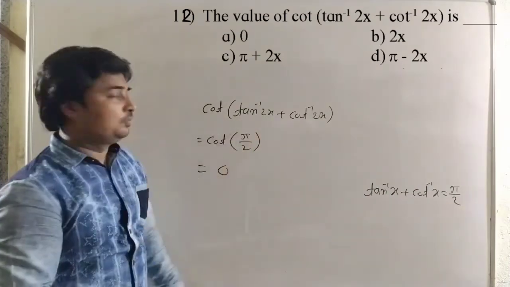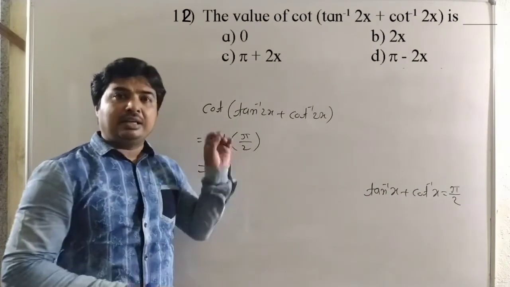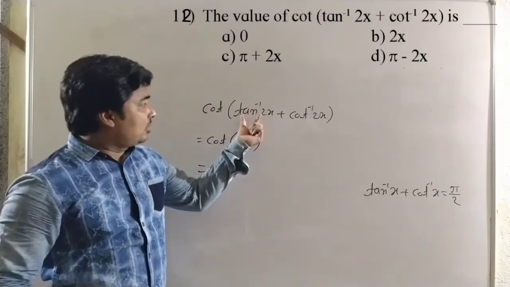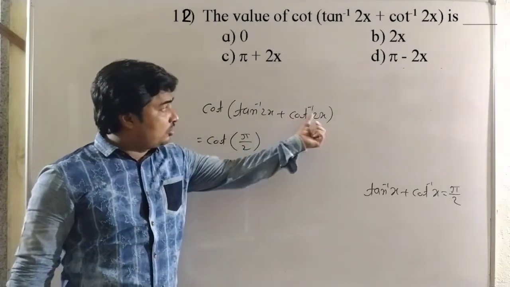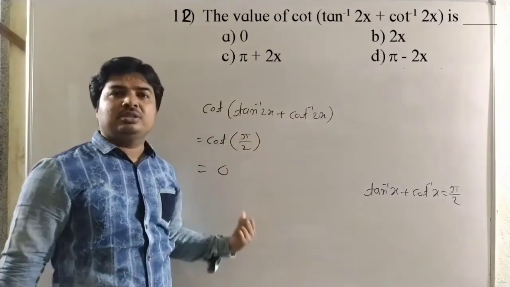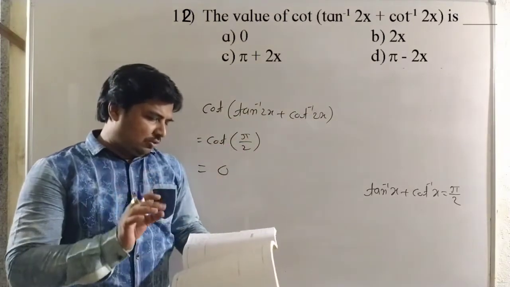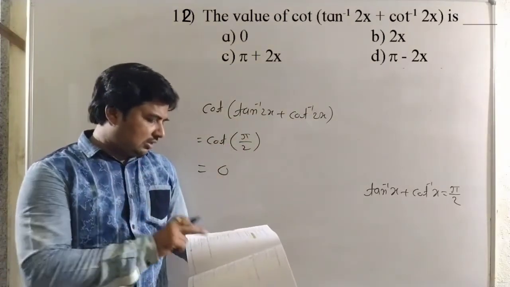Here, a simple question, without calculation we can directly write the answer. Cot of tan inverse of 2x plus cot inverse of 2x is pi by 2, and cot pi by 2 is 0. You can write this answer directly without calculation, option A.